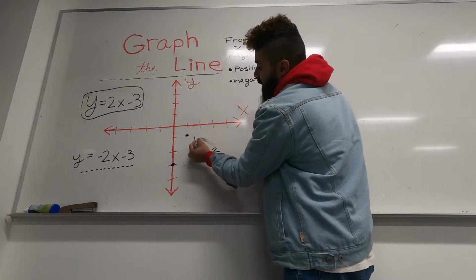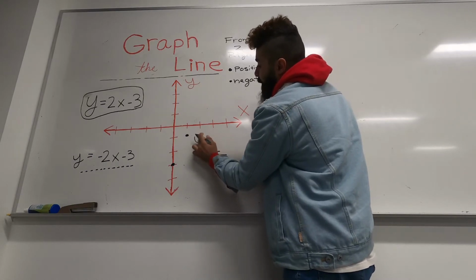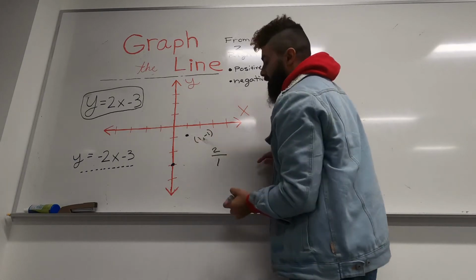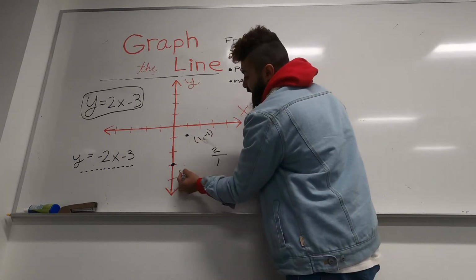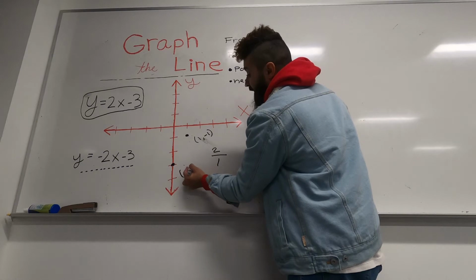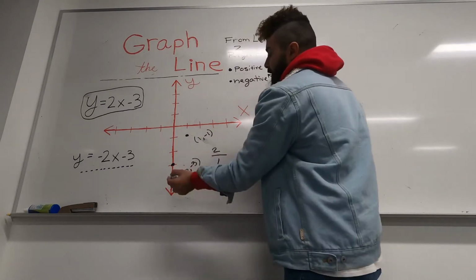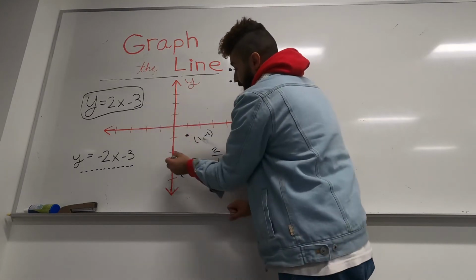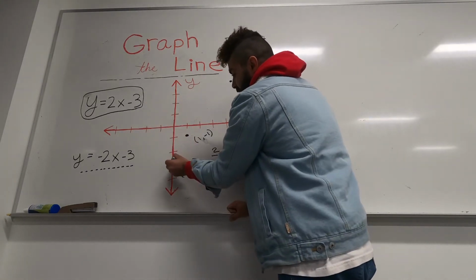This point is at 1 comma -1, just so you know what point I'm drawing. This point is, of course, 0 comma -3. And the line going through that is going to be the graph of this first line. Now I'm going to explain the second line in a second.